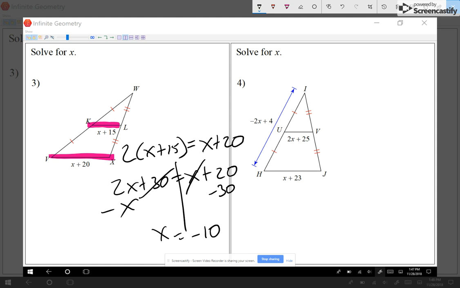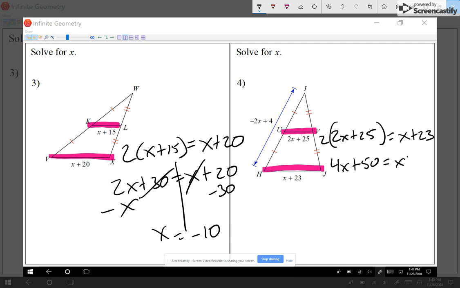Looking at question number 4, I see a mid segment and I see the side that is parallel to it. So I'm going to say 2x plus 25, all of it multiplied by 2, equals x plus 23. The mid segment times 2 equals the side. So I have that 4x plus 50 is equal to x plus 23.